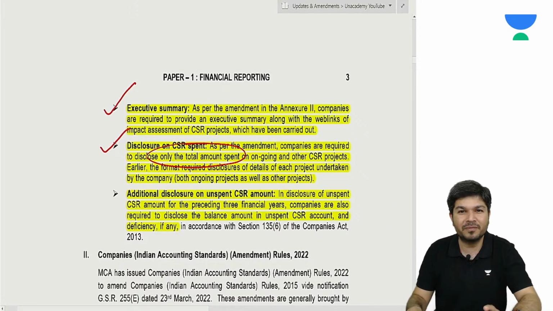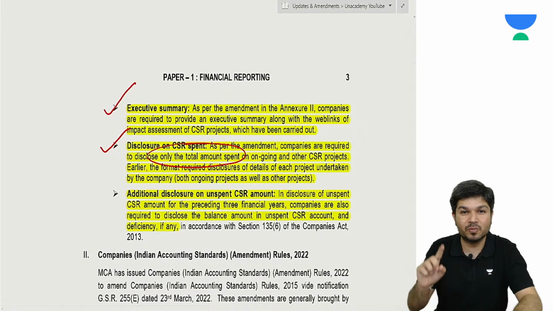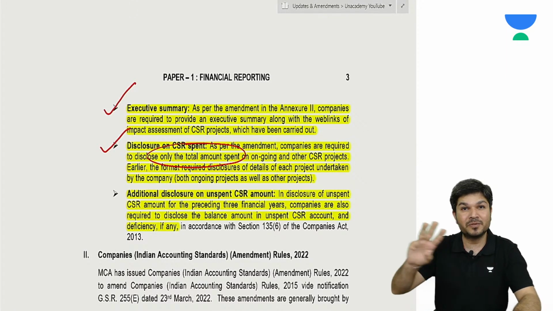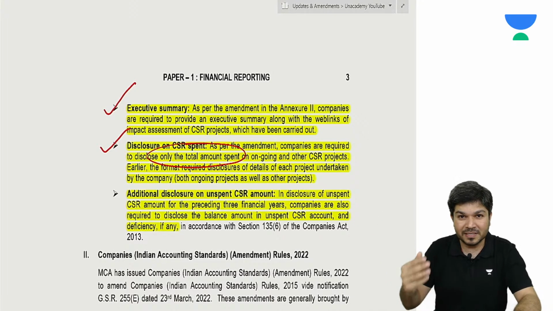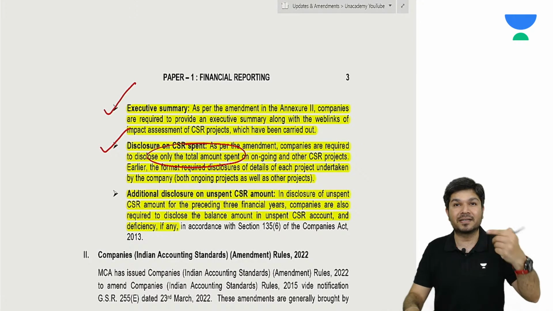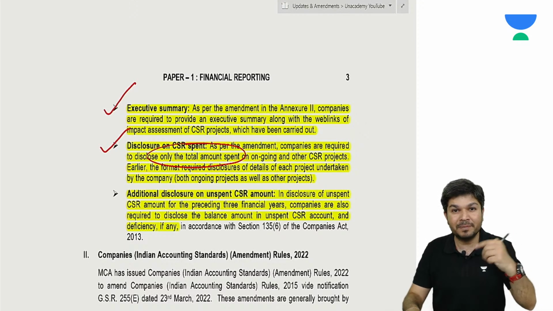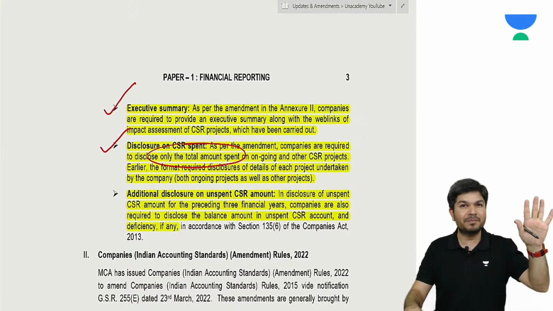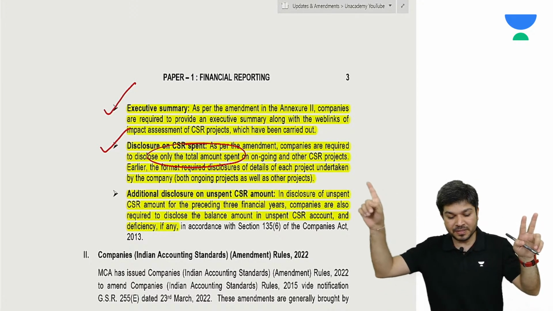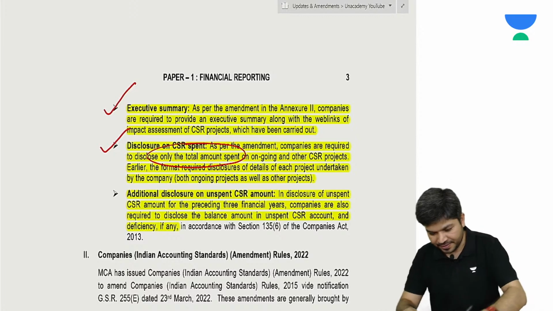But this is not relevant for exam purposes. For the exam, one thing relevant is that earlier, if you were out for 3 consecutive years, only then was CSR out. That is the main thing. And number 2, implementing agency, impact assessment: earlier 5% or 50 lakh, whichever is lower, now 2% or 50 lakh, whichever is higher. Okay.